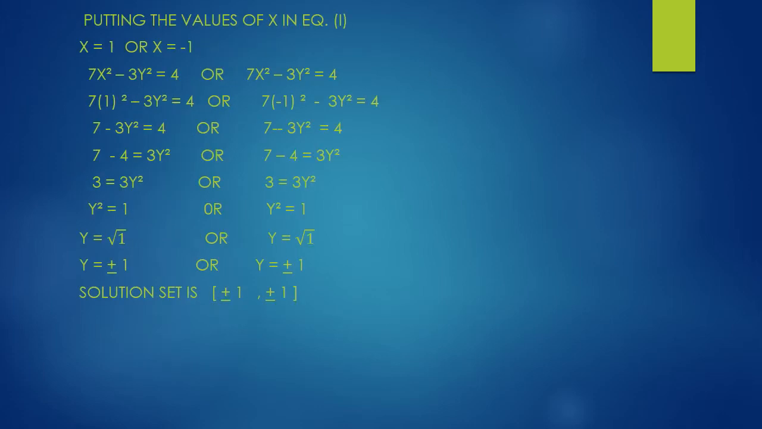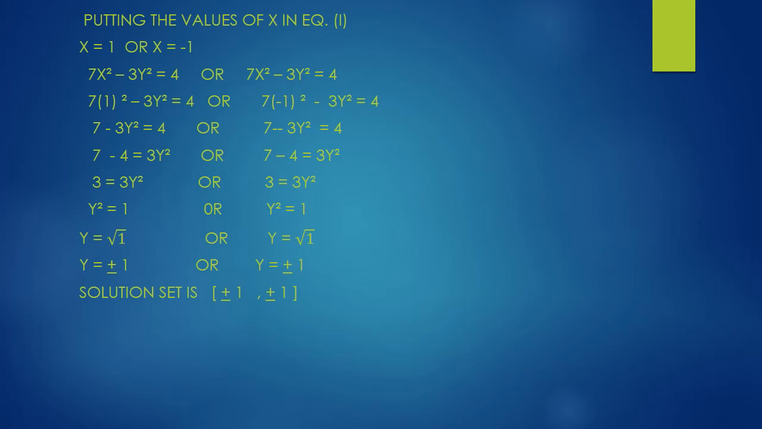Putting the values of x in equation number 1. x is equal to 1 or x is equal to minus 1. Equation number 1 is 7x square minus 3y square is equal to 4. By putting the value of 1, so 7 minus 3y square is equal to 4. 3y square shifted to the right hand side. 7 minus 4 is equal to 3y square. 3 is equal to 3y square. y square is equal to 1. Taking square root on both sides, y is equal to plus minus 1. So another x value is minus 1.